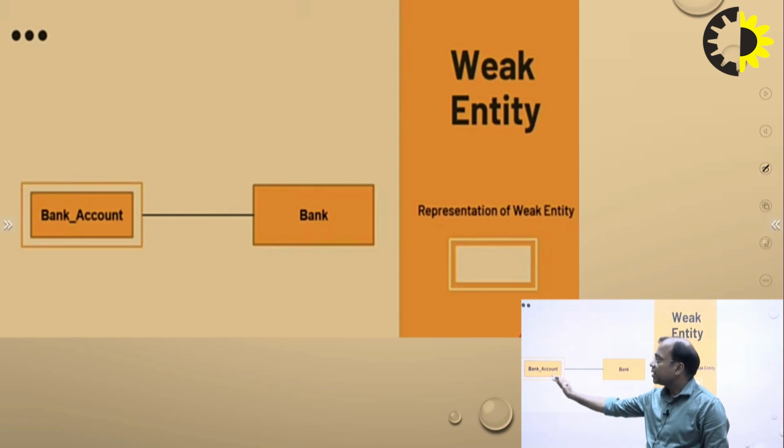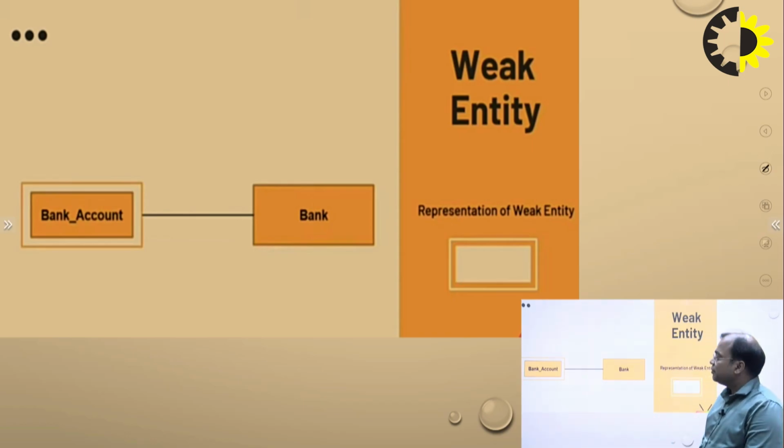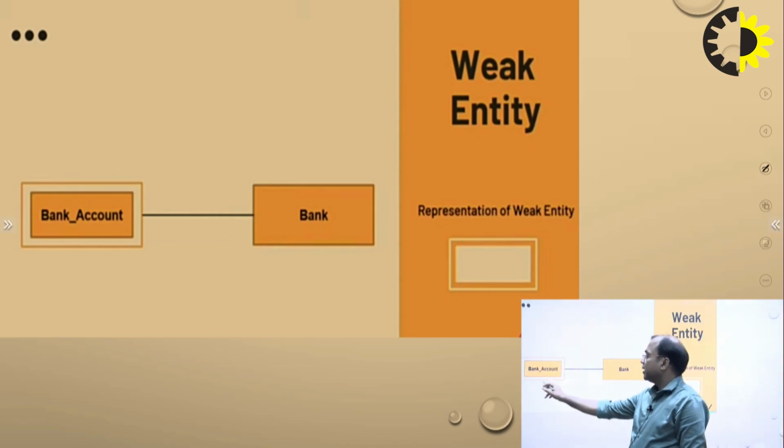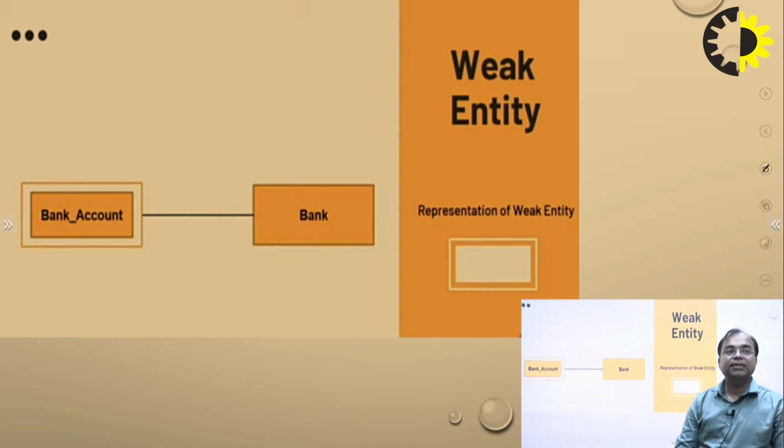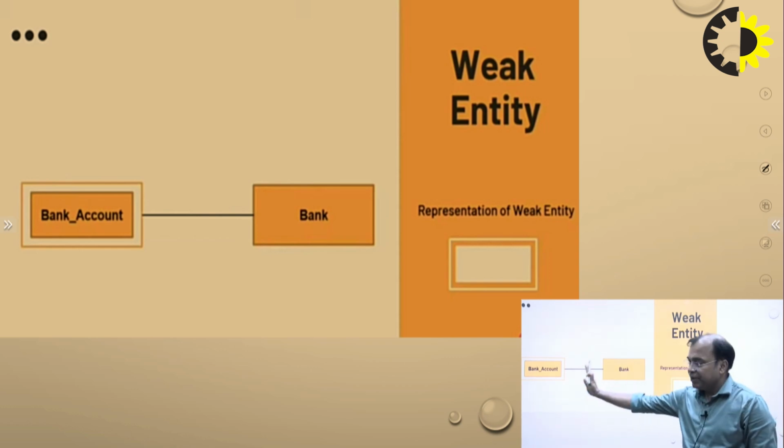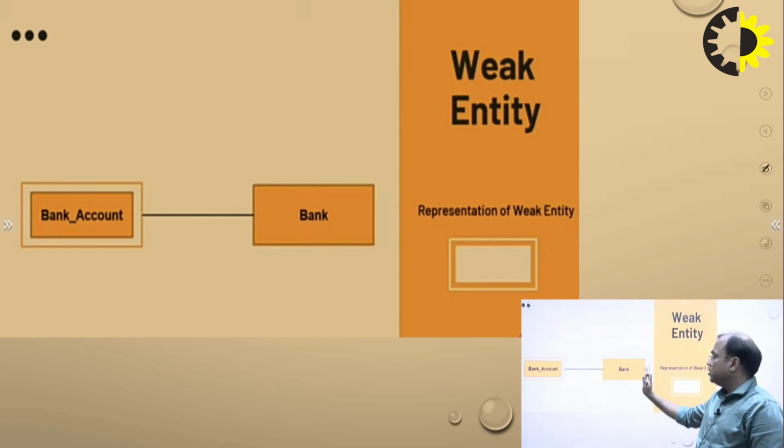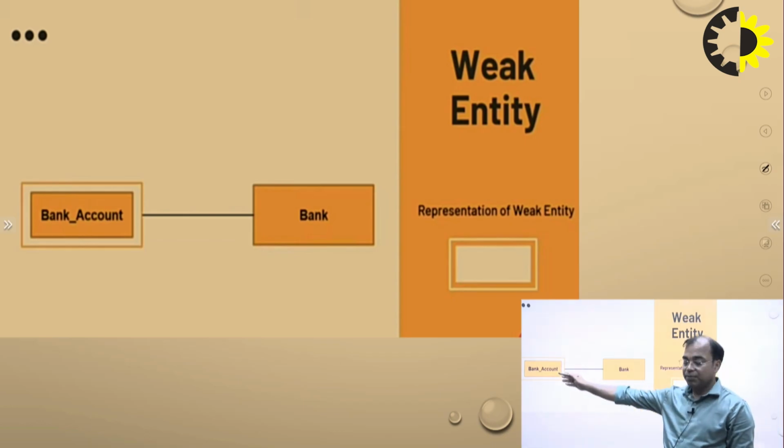That's why bank account is a weak entity, and it is shown with a double boundary on the entity. A weak entity is denoted by this double line on the rectangle. Clear? A weak entity always depends on some other entity, and it is shown with the help of this. Clear?